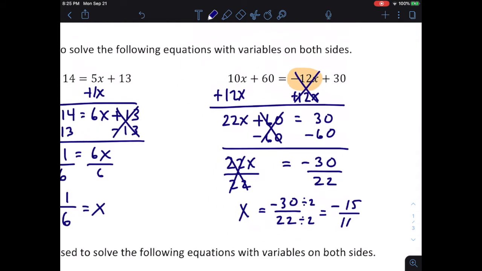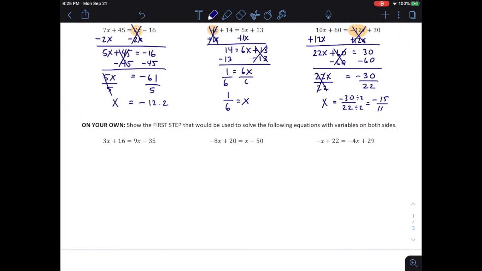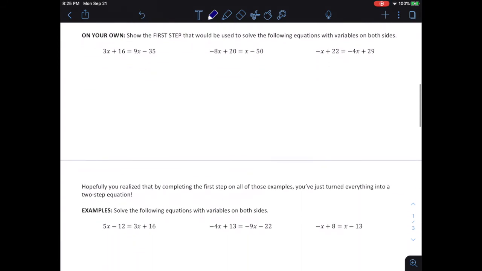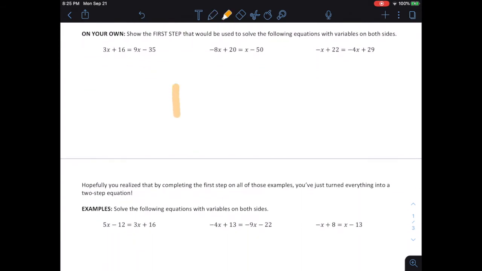Okay, so that was a lot, pretty quick too. What I want you to do is pause the video and try these 3 problems on your own. And if you need to, go back and watch parts of the video again if you're struggling with some part of this. And when you finish these 3 problems, go ahead and restart the video and we'll go through some more examples.